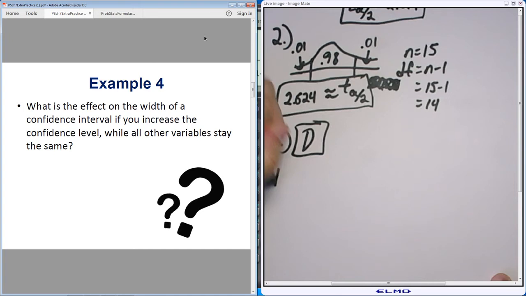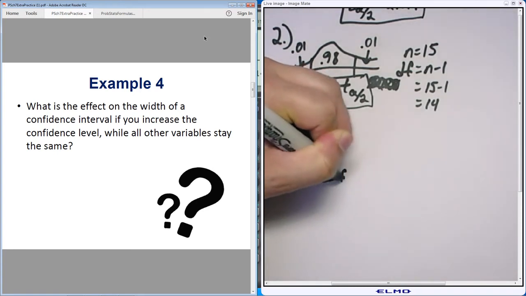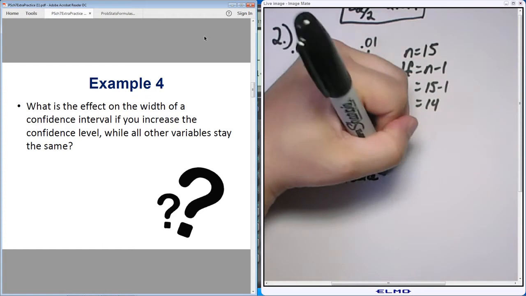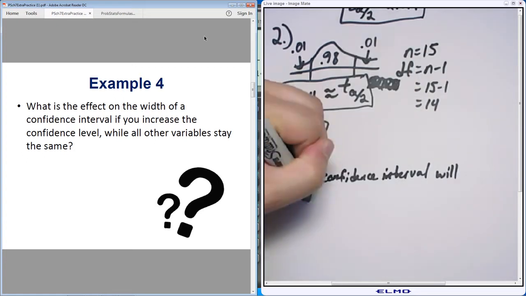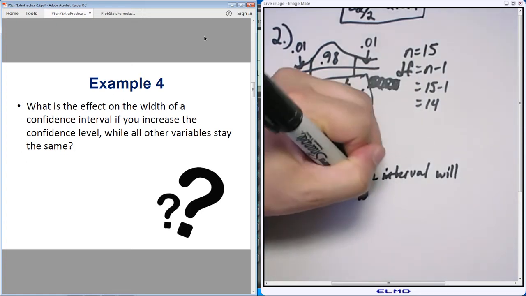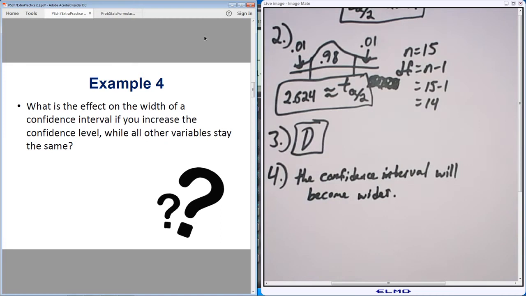All right, number 4. Number 4 says, what's the effect on the width of a confidence interval if you increase the confidence level while all the other variables stay the same? Okay, if you increase your confidence level, let's say you start at 90% and then you go up to 99%, the width of it will increase. So, the confidence interval will become wider. So if your confidence level goes up, the width of the interval will go up.